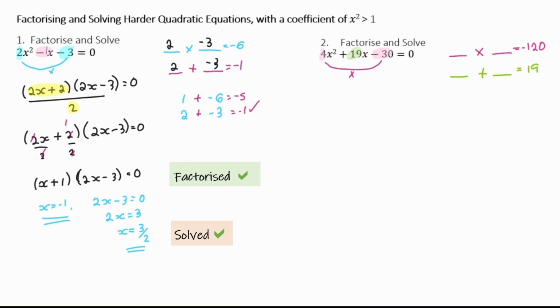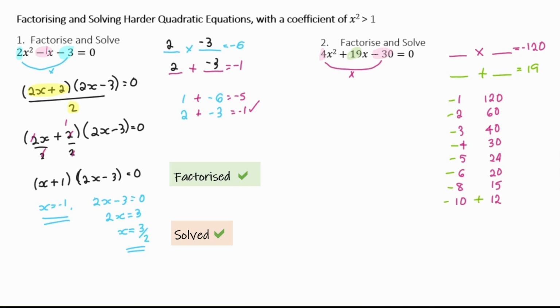So if we look at the factors of 120, we have 1 and 120, 2 and 60, 3 and 40, 4 and 30, 5 and 24, 6 and 20, 7 is not a factor, but we can do 8 and 15, 9 is also not a factor, but we can use 10 and 12. Because we are multiplying to get a negative number, but adding to get a positive number, that means the smaller factors are going to be negative. We can now check which one adds to give us 19.